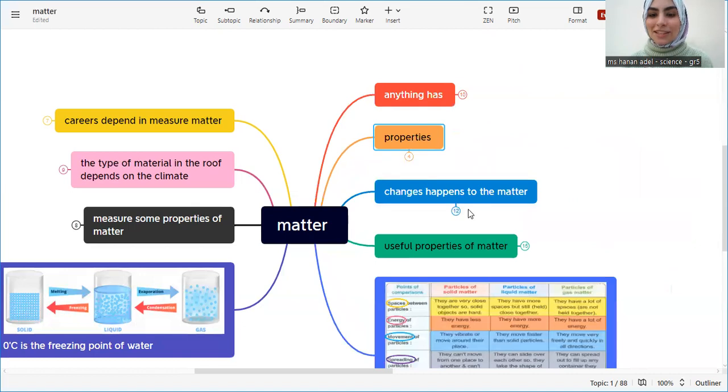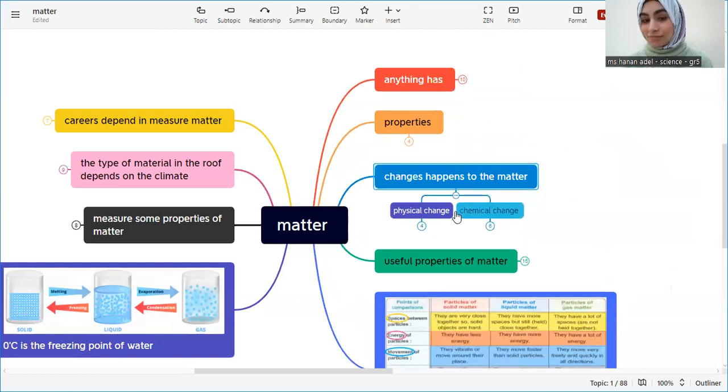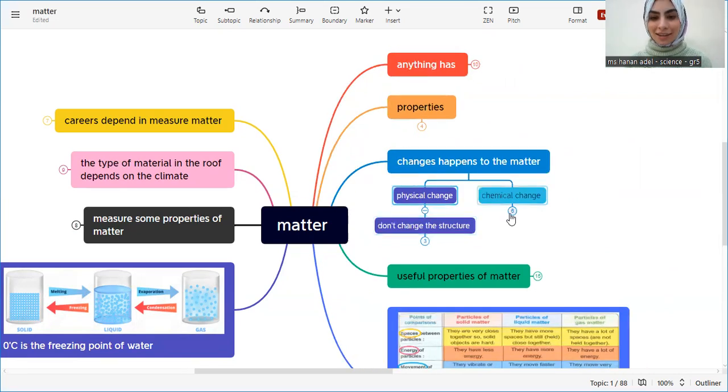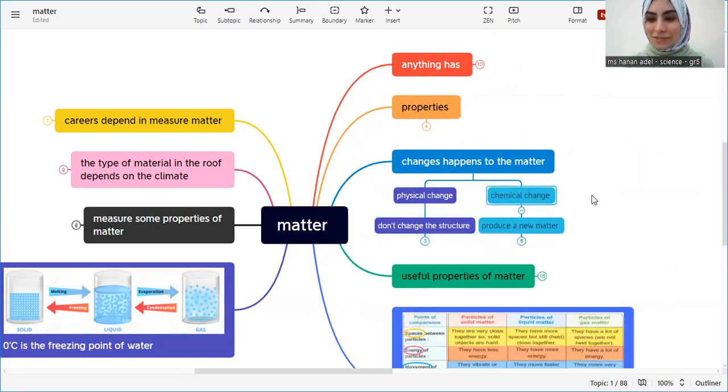The next one speaks about the changes that may happen to matter. I have physical properties and I have chemical properties. So when I make a change to the matter, I can make a change in the physical properties, or I can make it in the chemical properties. So we can classify it into physical change and chemical change. What is the difference between physical and chemical change? There are many differences between them, but one main difference, really the most important one. In the physical change, I don't have a new matter.